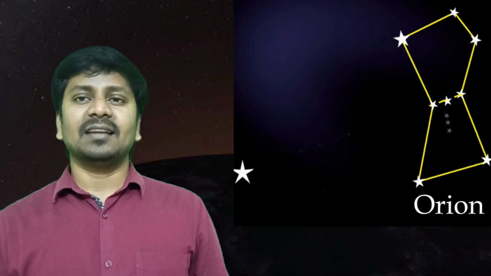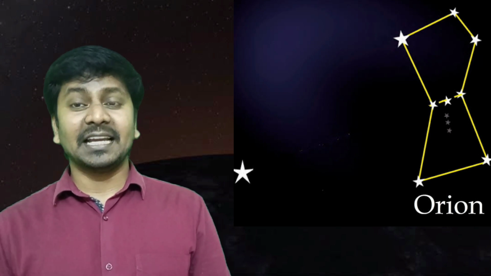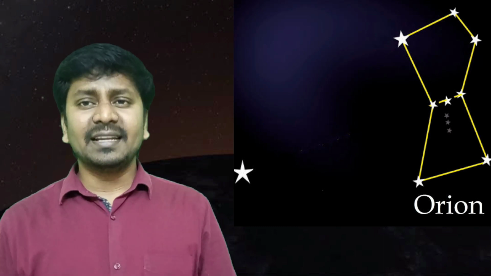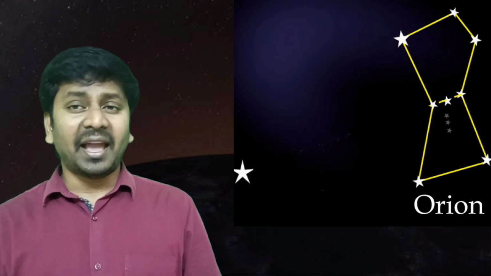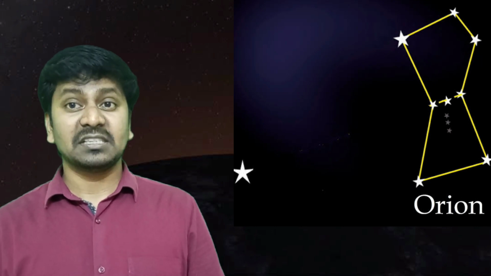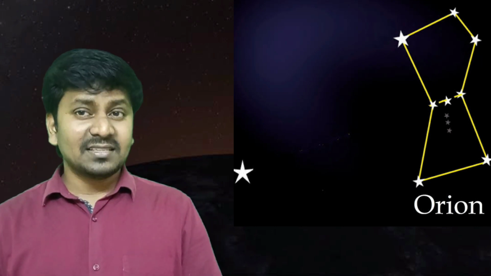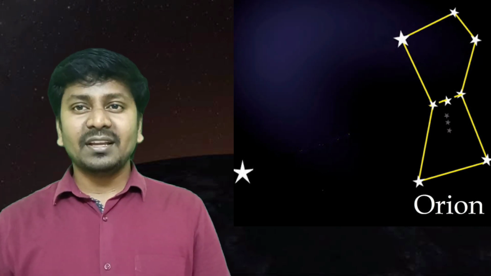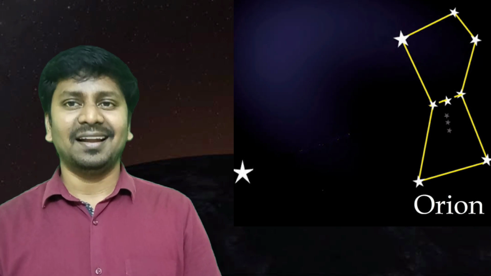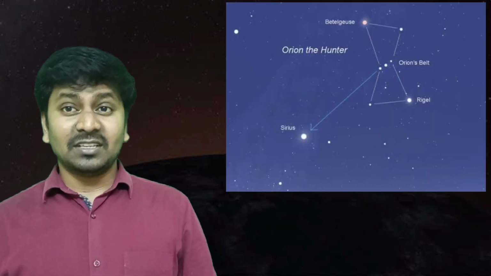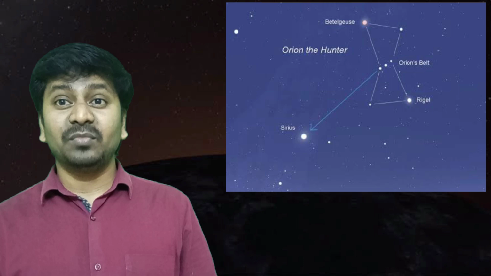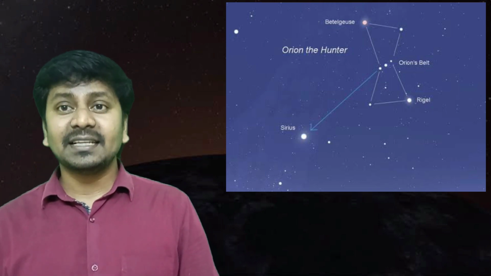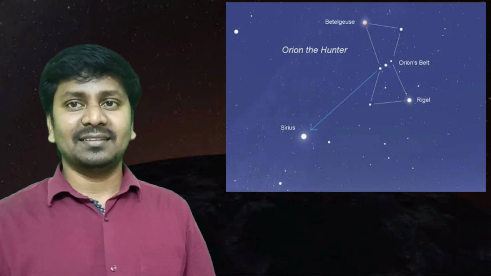Orion is another well-known constellation that can be seen during winter in the late evenings. It is one of the most magnificent constellations in the sky. It also has 7 or 8 bright stars. Orion is also called the Hunter. The 3 middle stars represent the belt of the Hunter. The 4 bright stars appear to be arranged in the form of a quadrilateral.